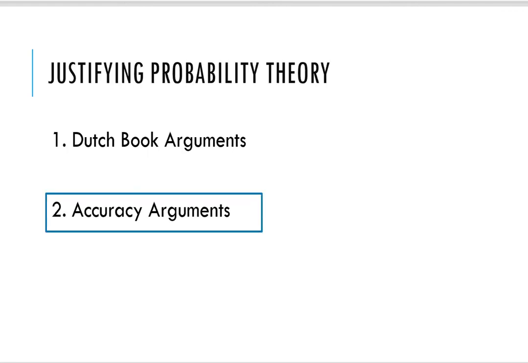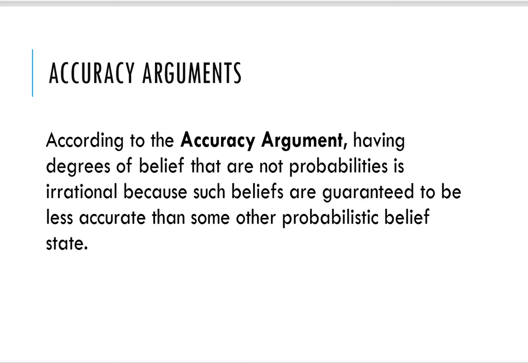And this suggests that the degrees of belief in question, the degrees of belief licensing this behavior, are irrational. Today we're going to look at a different vein of arguments that attempt to justify probability theory, and those are accuracy arguments. Now, according to accuracy arguments, having degrees of belief that are not probabilities is irrational because such beliefs are guaranteed to be less accurate than some other probabilistic belief state. So here we're not thinking about the rationality of behavior that's licensed by the beliefs in question, or betting behavior. We're thinking about just the accuracy of the beliefs in question.